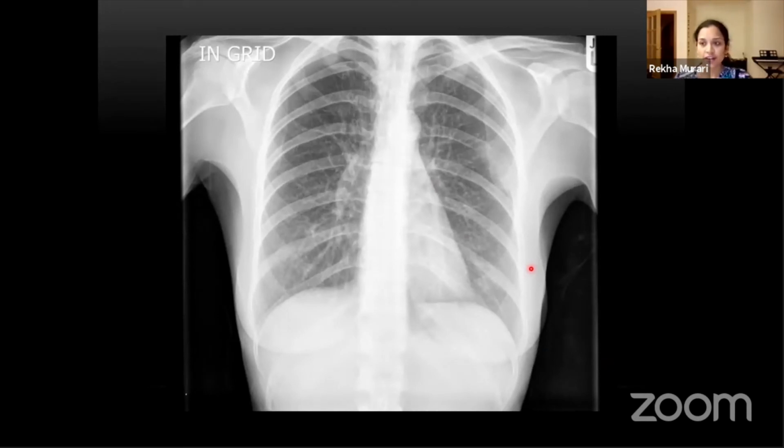This is a very subtle finding. I would want to see if anybody can pick it up. Somebody suggested emphysema. I see, yeah, it's well inflated, but yeah. Rib fracture, is it right, left? Left-sided hemothorax, right rib fracture.